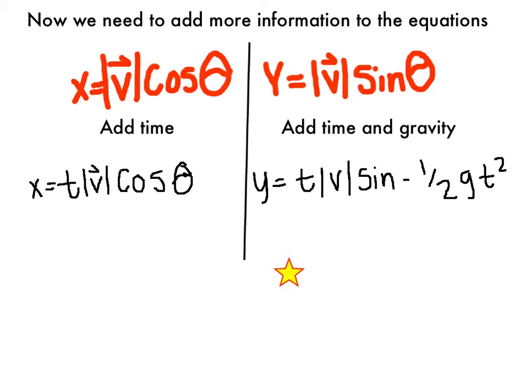Now, since gravity has an effect on the vertical axis, we need to add that to the equation. And also we need to add time, just like in the horizontal equation. So we have y equal to velocity sine theta. Now we need to add time and gravity. And gravity is just half gravity times time squared. So our new equation will be y equal to time times velocity sine theta minus half gravity times time squared.